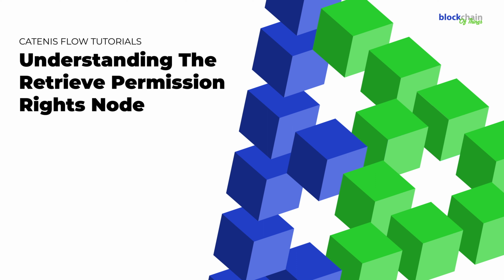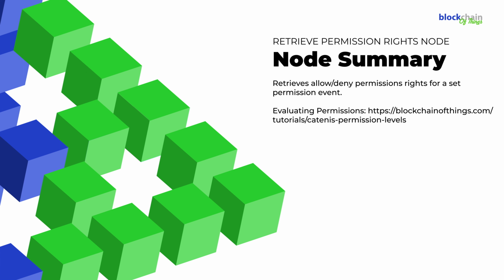This tutorial will teach you about the Retrieve Permission Rights node and how it's used in Catenis Flow. The Retrieve Permission Rights node retrieves the permission rights set for a specific permission event. Permission events are specific actions that can be set to either allow or deny at 4 levels. To review the permission levels, please watch the video at this link.